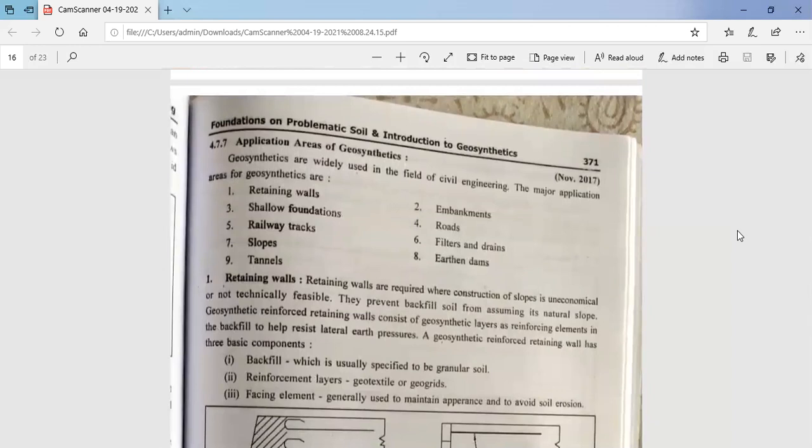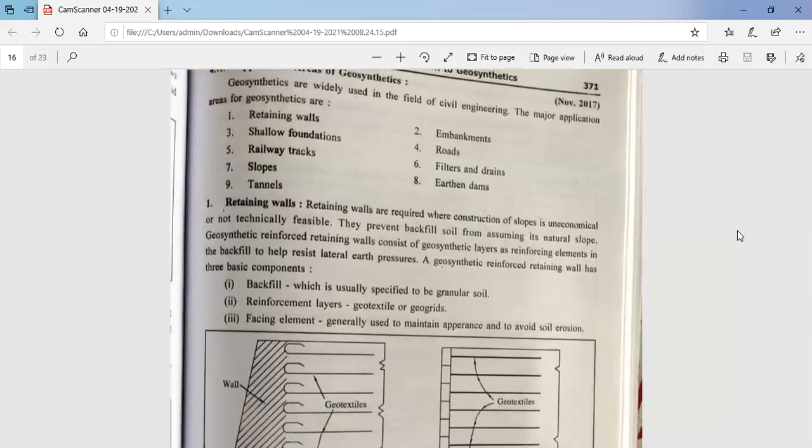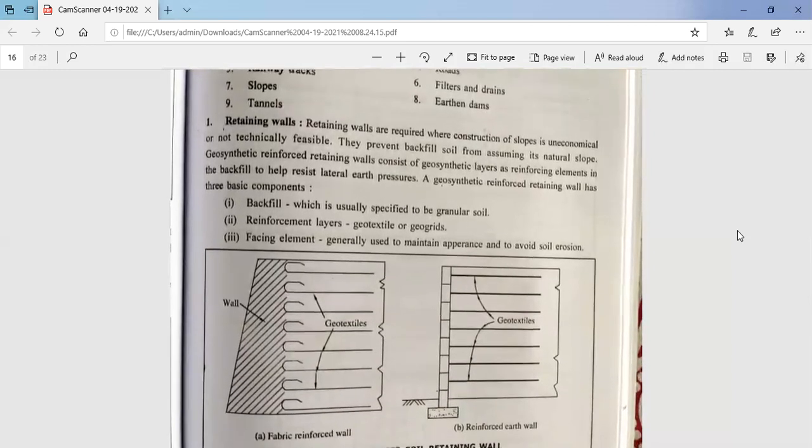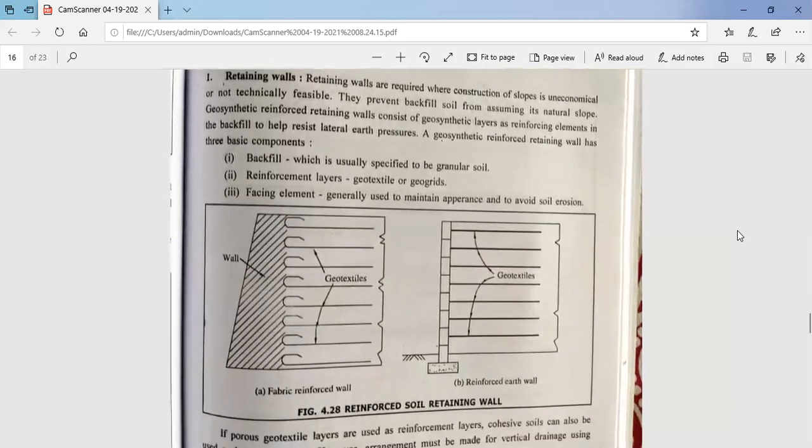Next are the application areas of geosynthetics. Geosynthetics are widely used in the field of civil engineering. The major application areas of geosynthetics are retaining walls, shallow foundations, railway tracks, slopes, tunnels, embankments, roads, filters and drains, and earthen dams. The first one is the retaining wall.